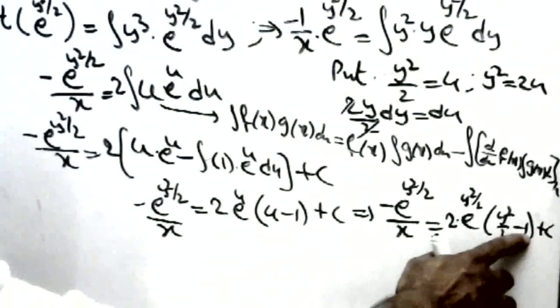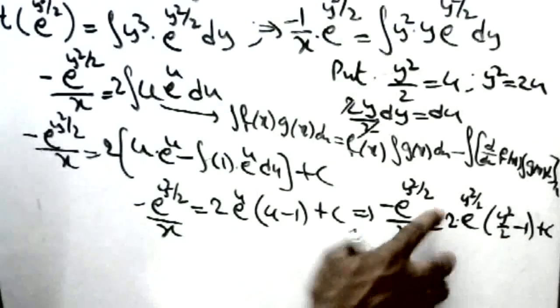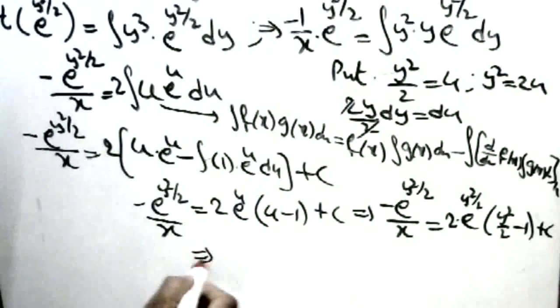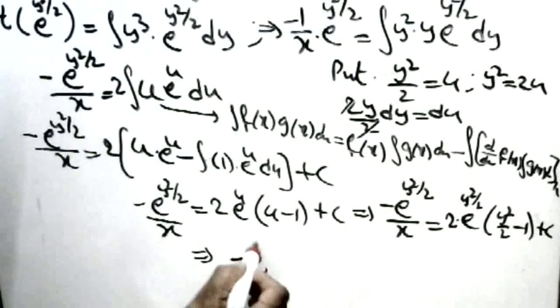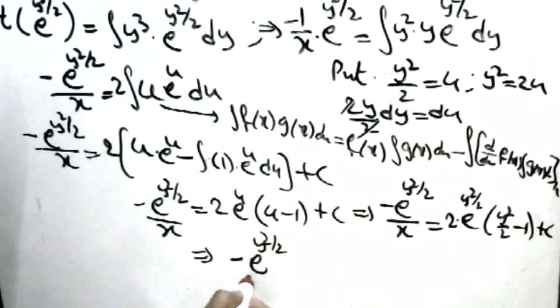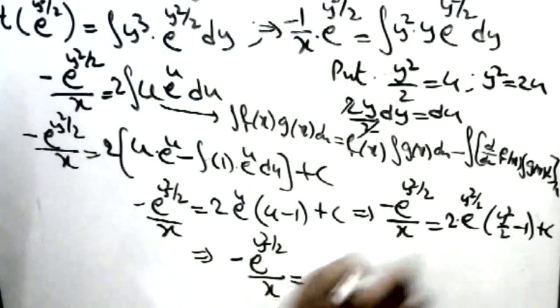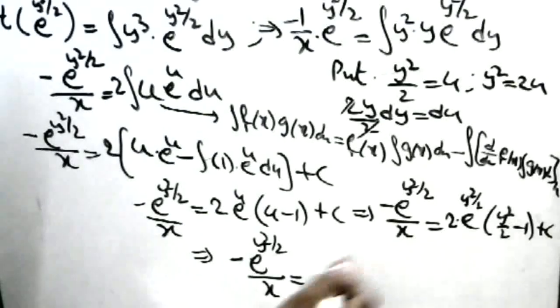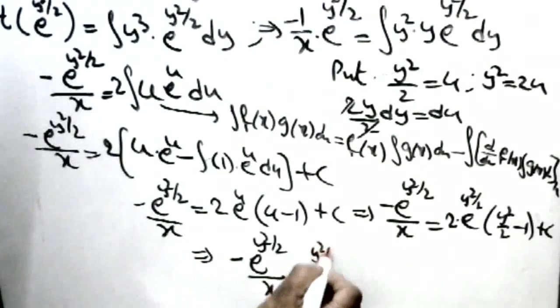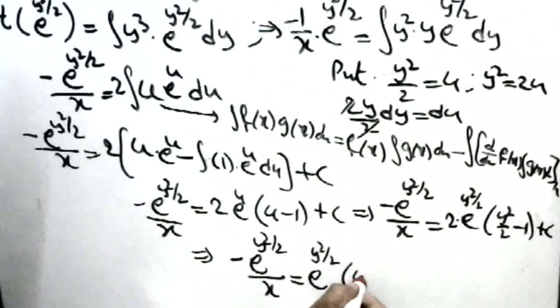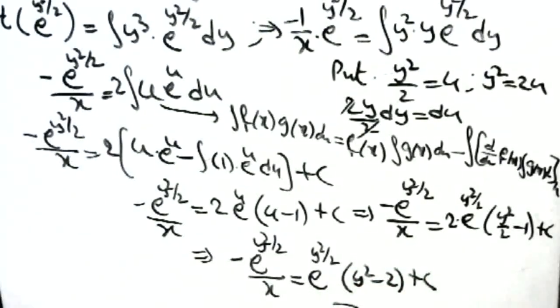Now the last step, let us take LCM here. 2 ones are 2, and this 2 will get cancelled. So the answer will be minus e to the power of y square by 2 by x equals e to the power of y square by 2 into y square minus 2, plus c. So this is the answer. We can write answers in many ways. I'm ending here. We can show the answer in different ways.